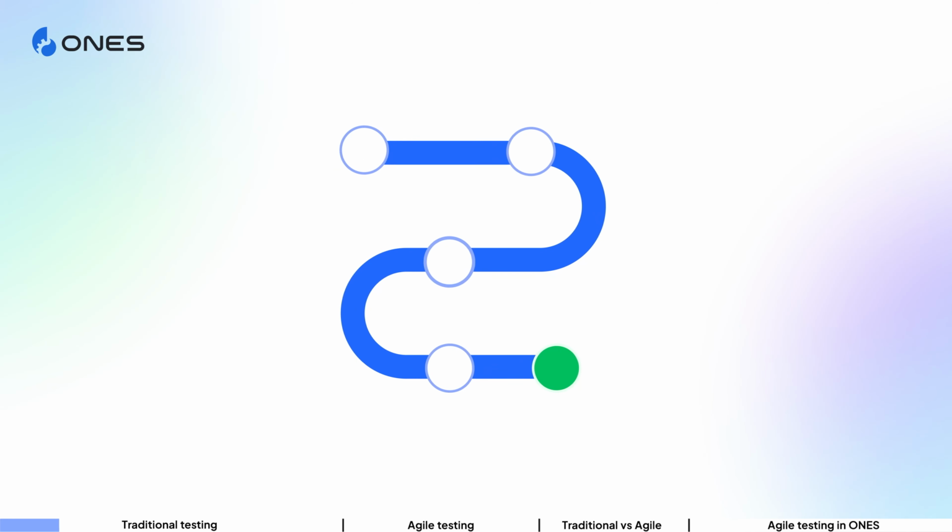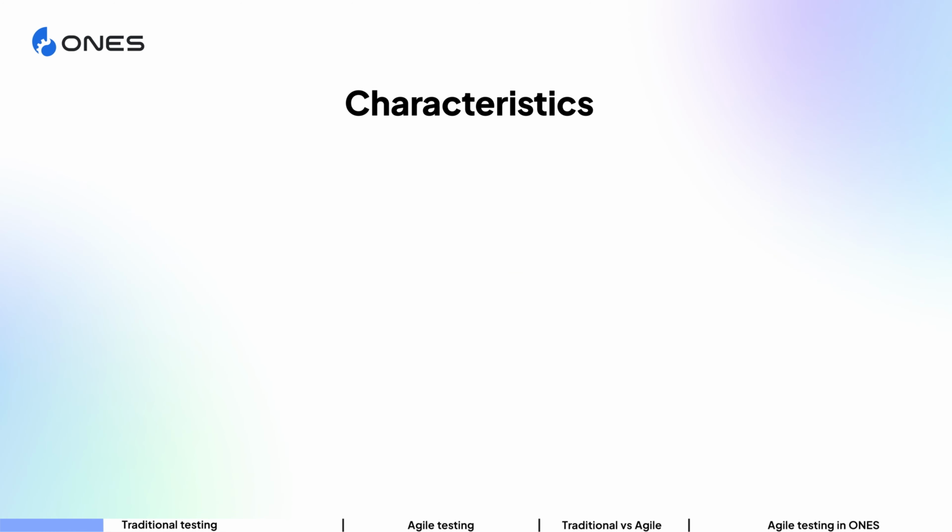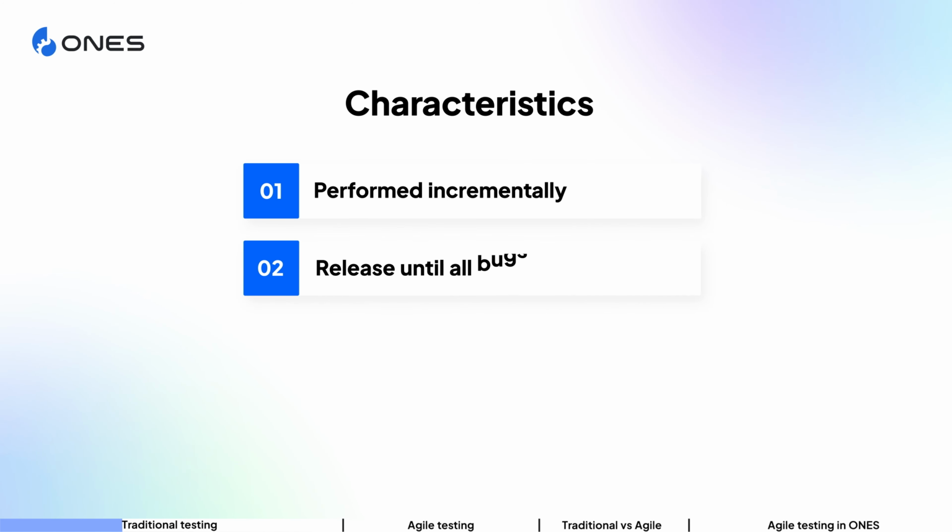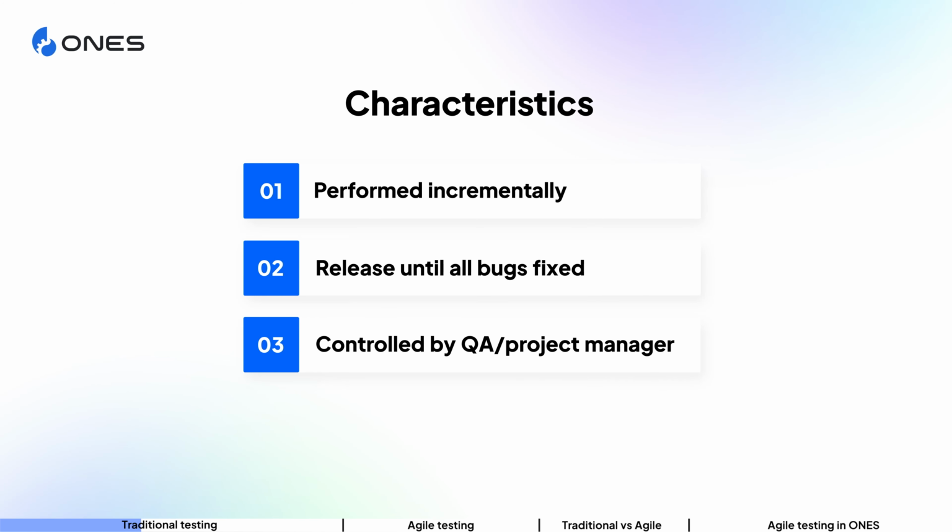Let's look at traditional testing first. Traditional testing is primarily based on pre-organized phases of the software testing lifecycle. Testers follow a tight plan from one step to the next until all defects are fixed. Here are the characteristics of traditional testing. Performed incrementally. Results are not released until all defects in the software have either been resolved or corrected. And the whole process is controlled by a QA manager or project manager.